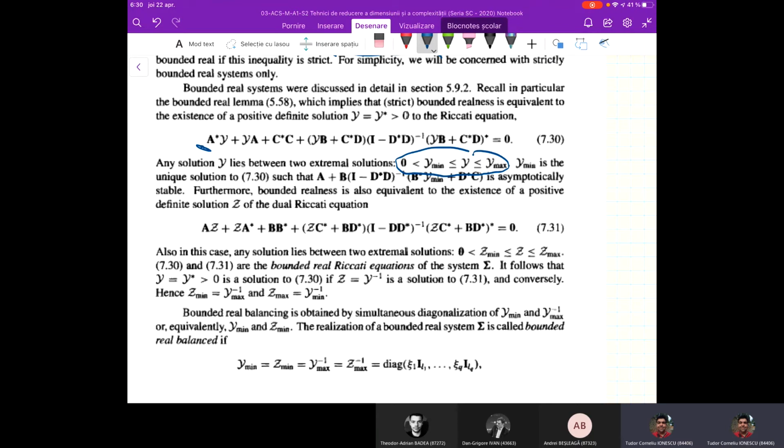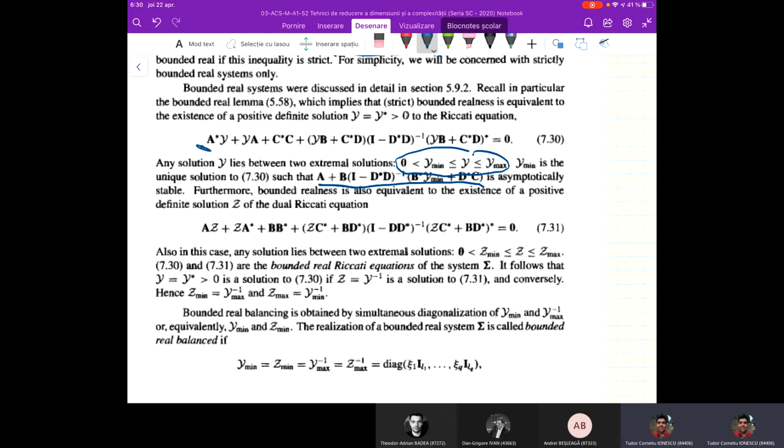So how are you going to do balancing? Probably we are going to use as gradients the Y min and the Y max, because the Y min is the unique solution of 7.30 such that this matrix is asymptotically stable. So you can realize that the extended system has this specific form.